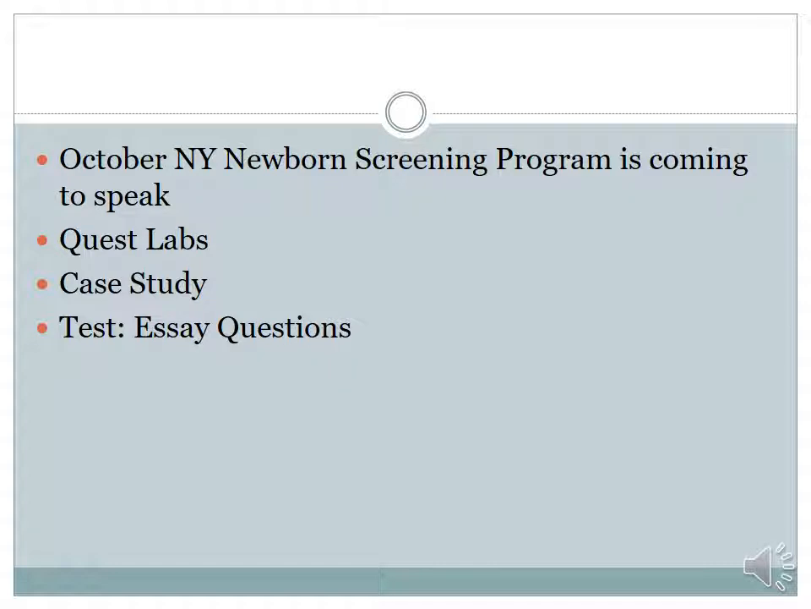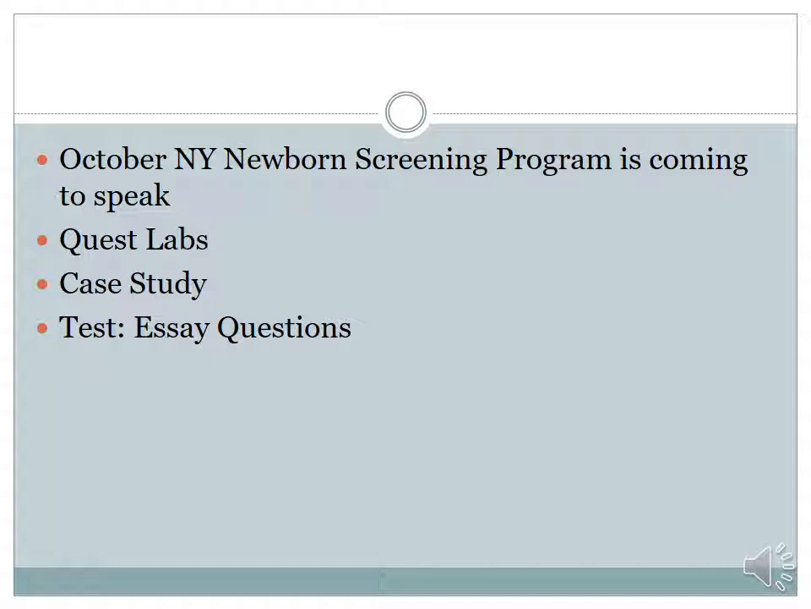In October, the New York Newborn Screening Program is going to be coming here to speak to you about their whole process, and you'll be doing some workshops on newborn screening. Quest Labs, we're looking to come and visit here, and you can also go to Marlborough, Massachusetts to visit them.